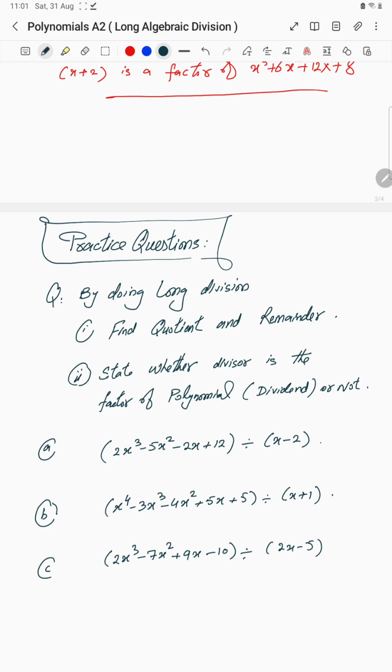So these are the three questions in which you have to find the quotient and remainder, and then state whether it's a factor or not. Right? I hope this video will help you with these kinds of questions.